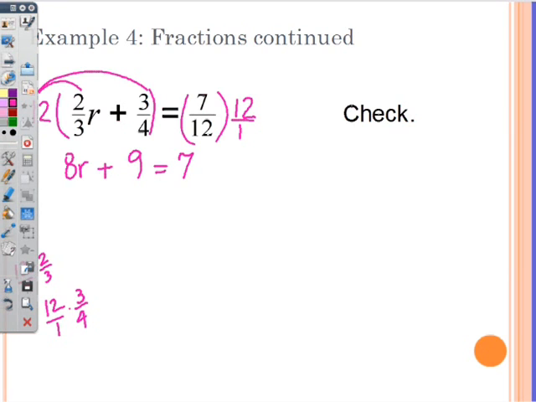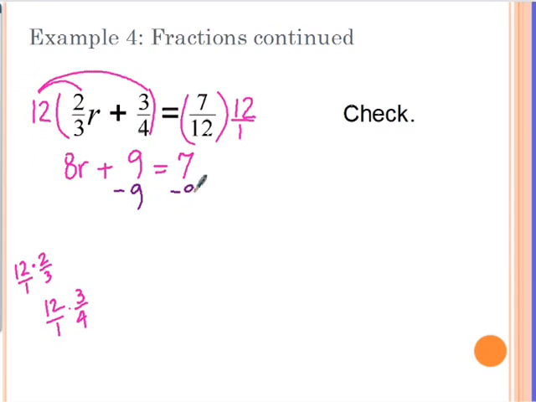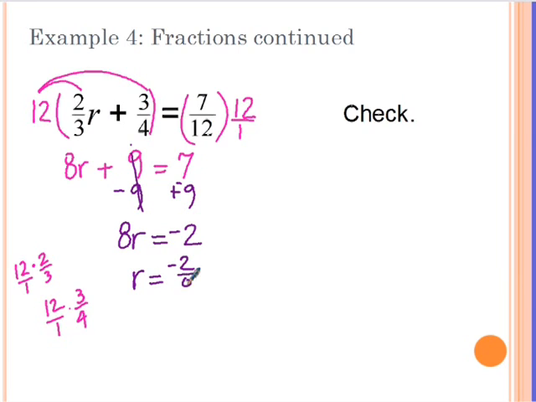Now I can go ahead and just solve. Right? So I'm going to take 9 away from each side, and I get 8 r's left over on the left side equal to 7 plus negative 9 is negative 2. And so r equals negative 2 over 8. Always finish by simplifying your fraction. So r equals negative 1/4.